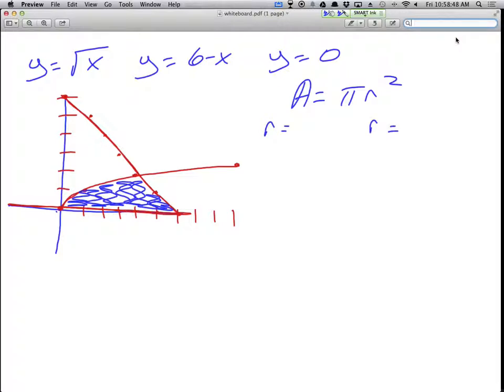What's the first r going to be? Radical x. What's the second r going to be? 6 minus x. So plug the first one in, that gives me pi x. The second one is going to be pi 6 minus x squared.